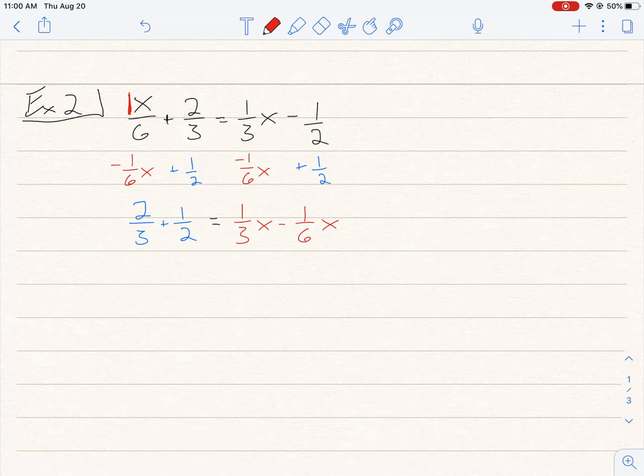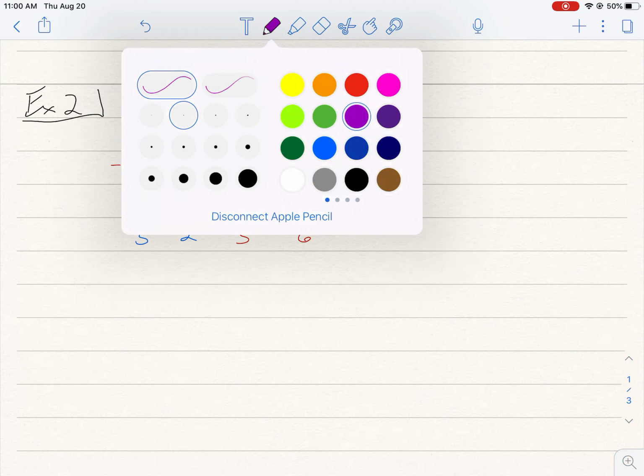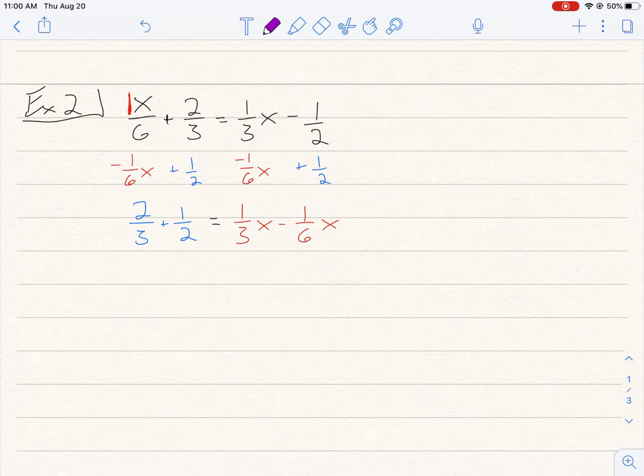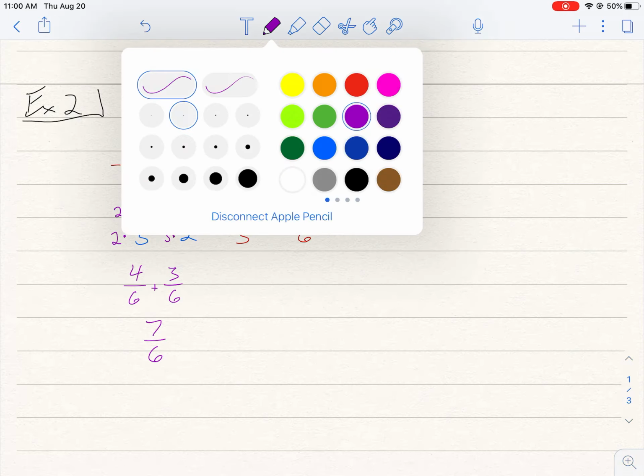Now you have to have some common denominators here if you're adding or subtracting fractions. So that means that for here, I need to multiply this by 2, both the top and the bottom, and then here I need to multiply it by 3. So I'm turning it into something over 6. So that gives me 4/6 plus 3/6, which gives me 7/6. That's just the left side there.